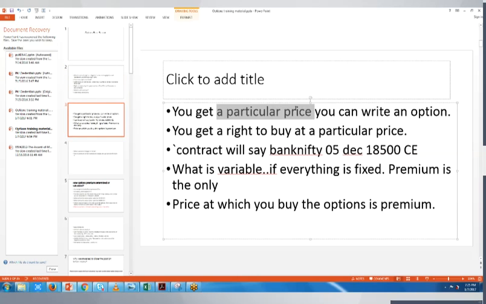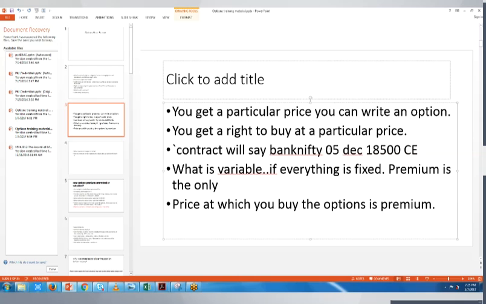So this is what you get, a particular price you can write, that is called a strike price. So at this price you get either the right to buy or sell. And how is a contract of options written? Have you seen it any time? Just as an example, the name of the underlying is given and then the date is given. Right now we have weekly options. That is the main reason that we see even the dates.